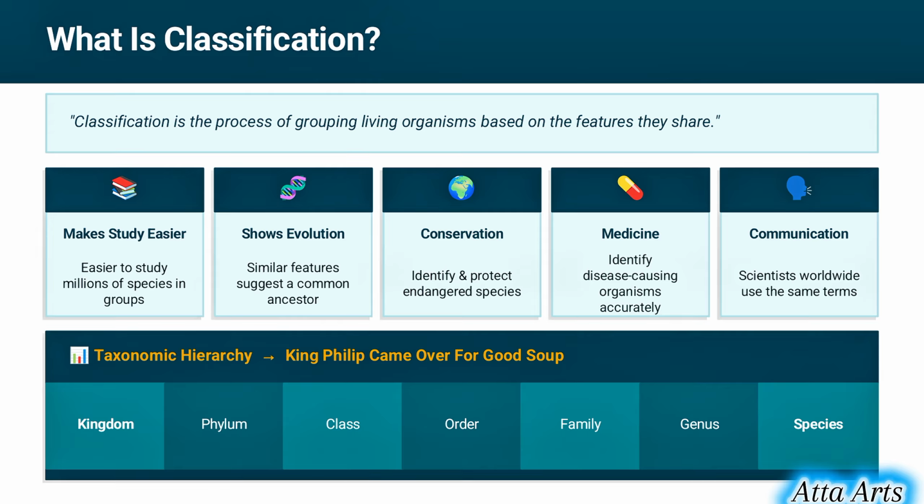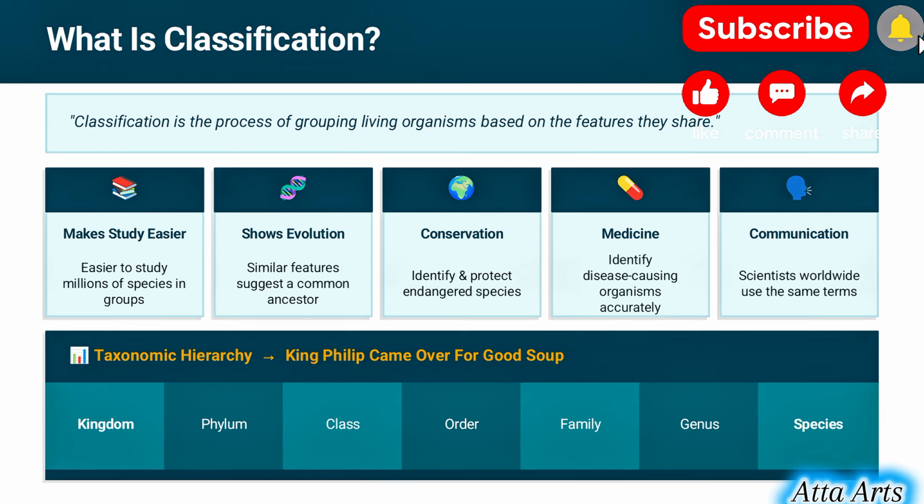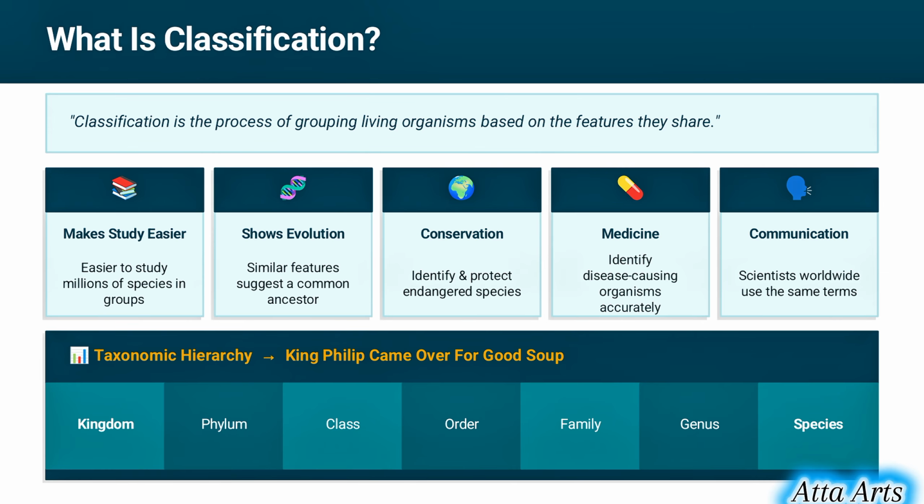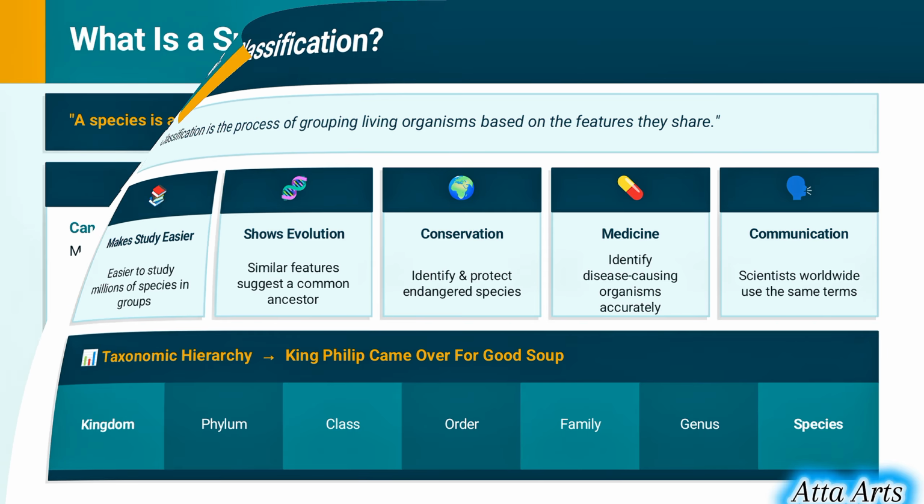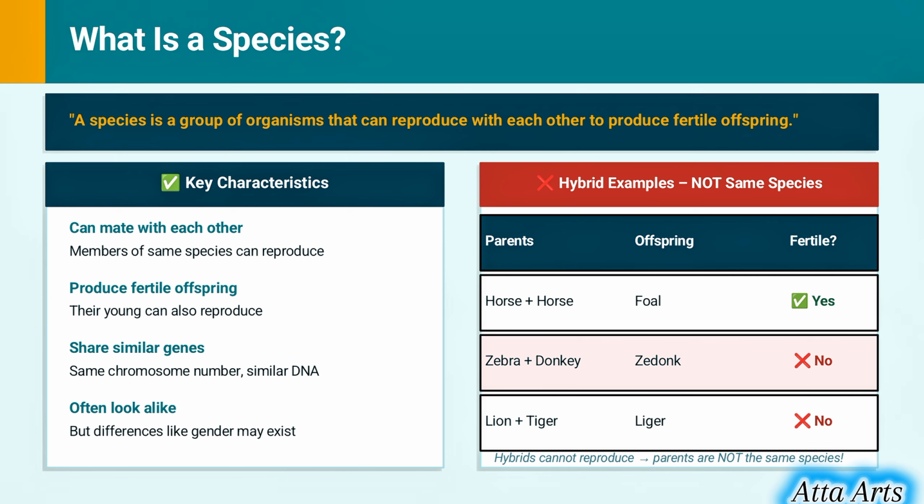King Philip came over for good soap. K for kingdom, P for phylum, C for class, O for order, F for family, G for genus, and S for species. Write that down, it will save you in every exam. Let's talk about one of the most important concepts in all of biology. What is a species? And this is where many students lose marks because they give an incomplete definition.